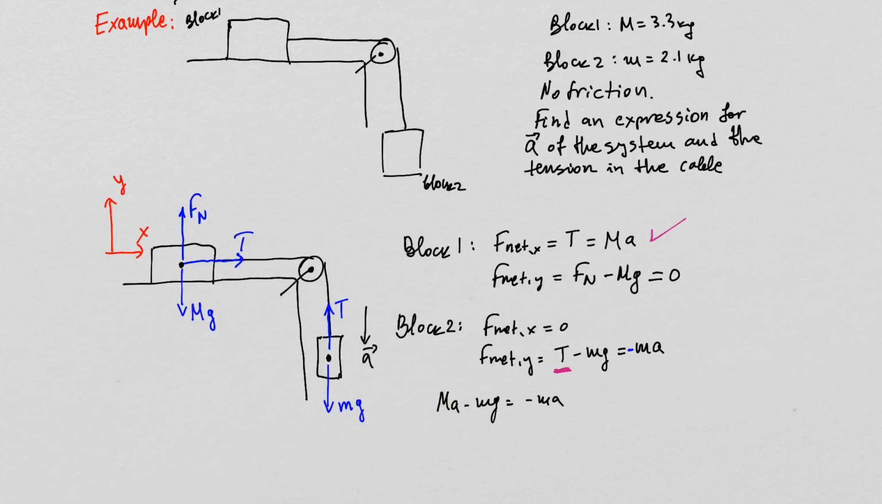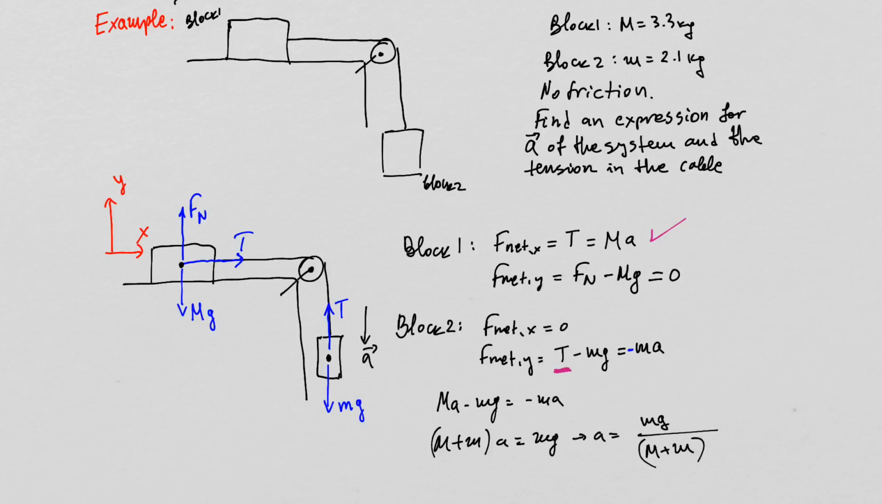And so first we get, when I substitute MA for block number 1 in here, we have mM minus mg is equal to negative ma for the small block. From here we get that the mass of the big block plus the mass of the small block times the acceleration of the system is equal to the mass of the small block times gravitational acceleration, that is the weight of the small block. And now I can solve for the acceleration. From here, the acceleration of the system A is equal to the weight of the small block divided by the total mass of the system.